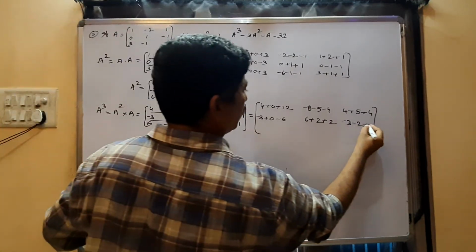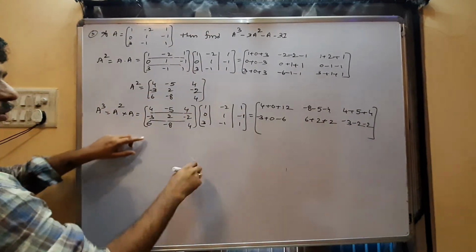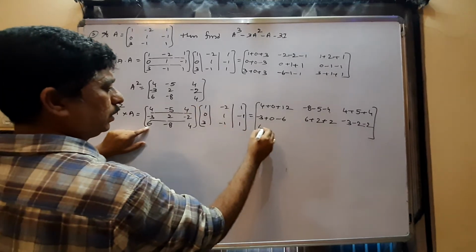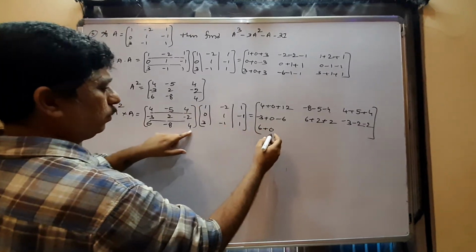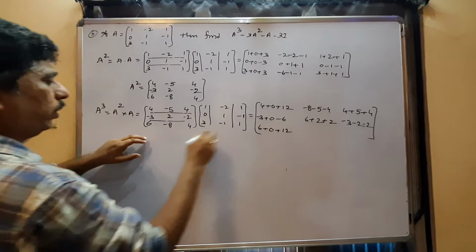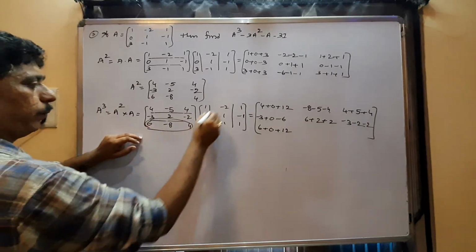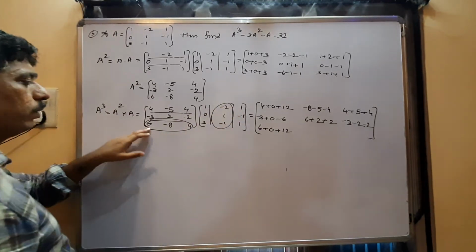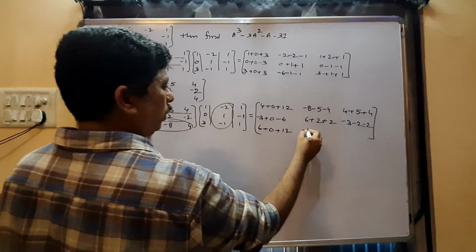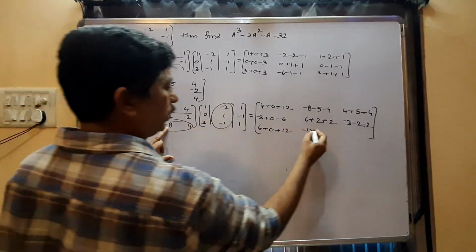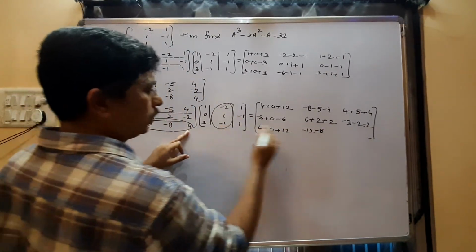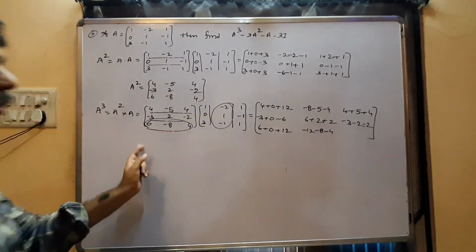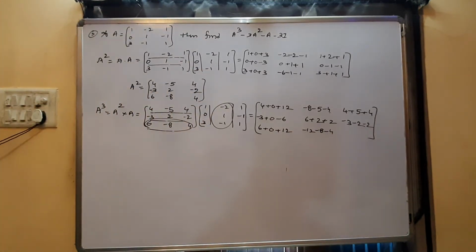minus 2. Third row into first column, third row first element: 6 into 1, 6; 0; plus 2 into 1. Third row into second column: 6 into minus 2, minus 12; minus 8 into 1, minus 8; 4 into minus 1, minus 4. Third row into third column: 6 plus 8 plus 4.